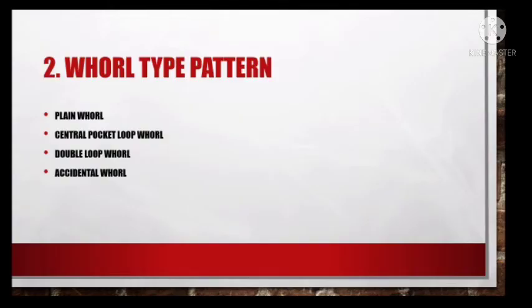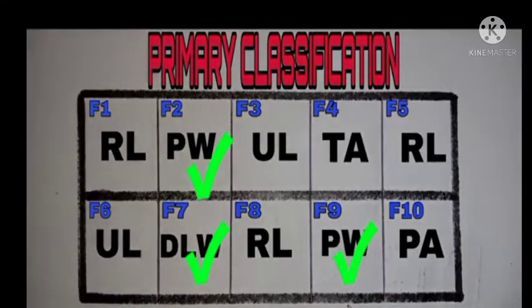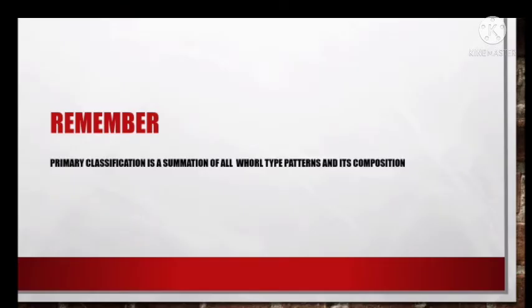Second thing you have to remember is the whirl type patterns, which include plain whirl, central pocket loop whirl, double loop whirl, and accidental whirl. In this chart, the fingers that have whirl patterns are fingers 2, 7, and 9. Remember, primary classification is a summation of all whirl type patterns in its composition.